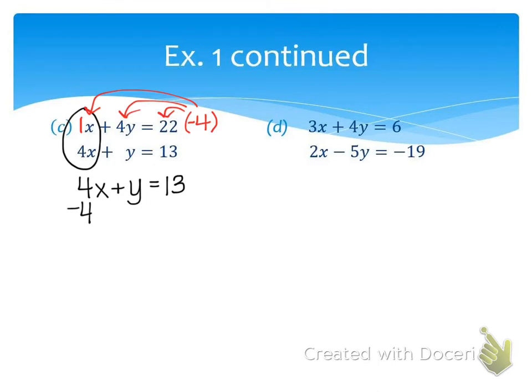Negative 12. You multiplied everything by negative 4. Give me the new equation. Negative 4y. But what about negative 4 times x? What does that give me?